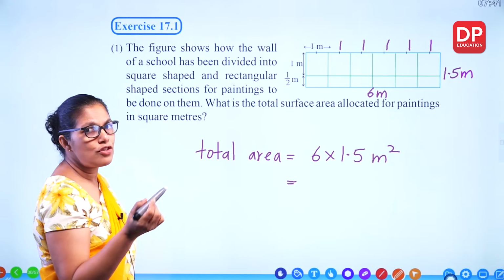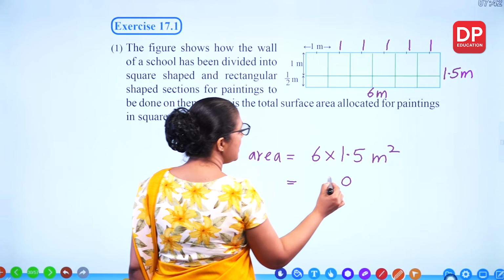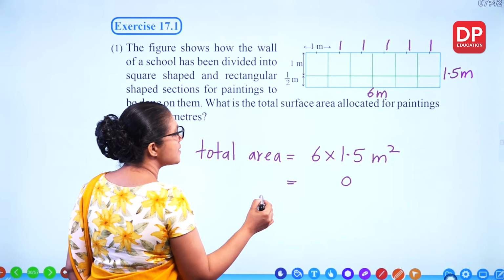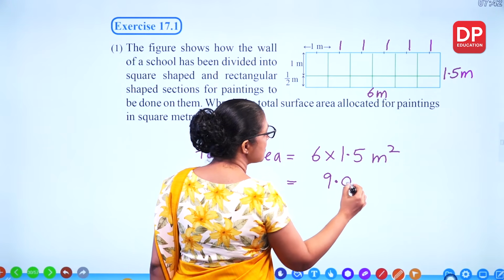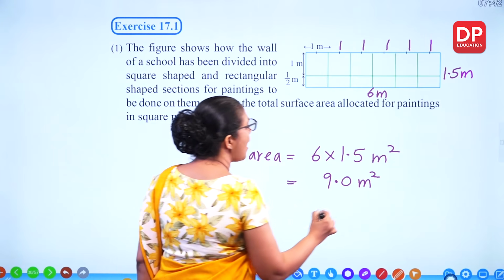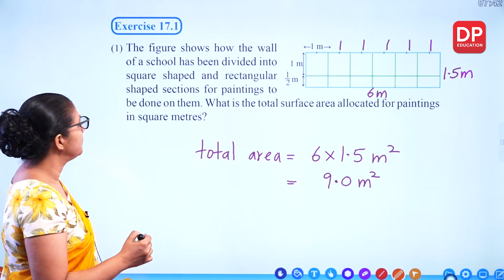Ignore the decimal point, just multiply 6 and 15. 6 times 5, 30. 3 remaining. 6 times 1, 6 plus 3, 9. And now consider the decimal point. 9 square meters is the total area.